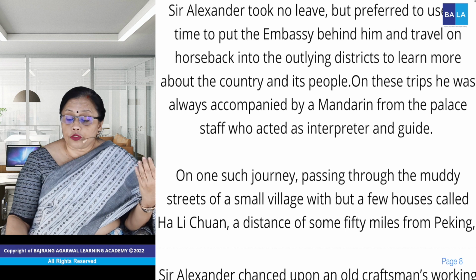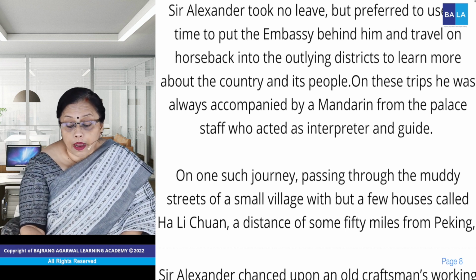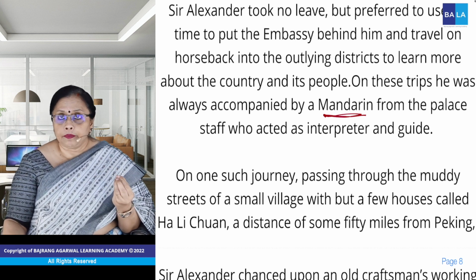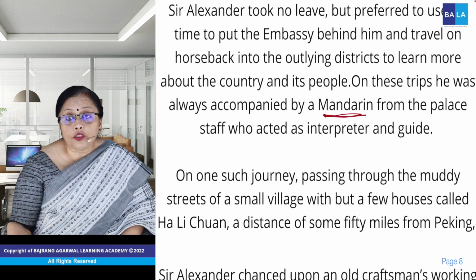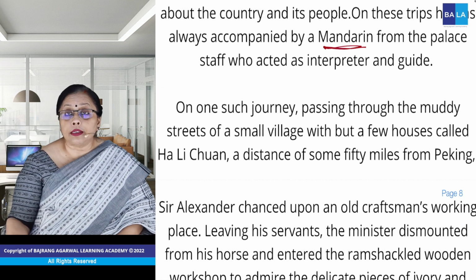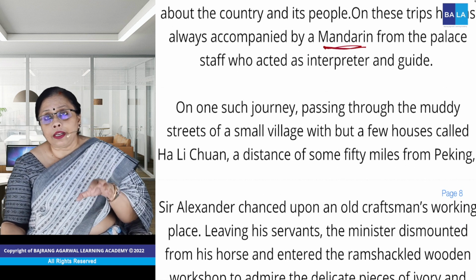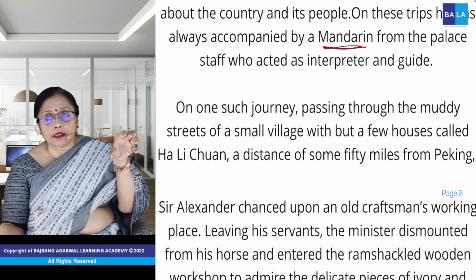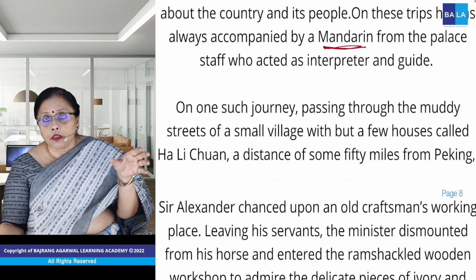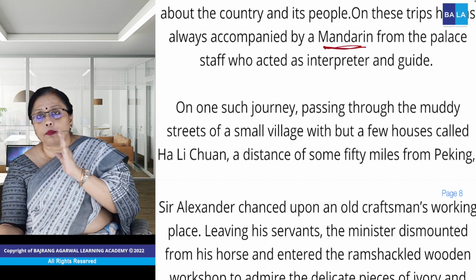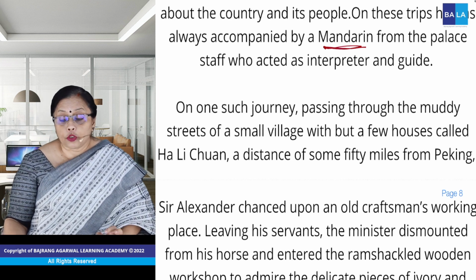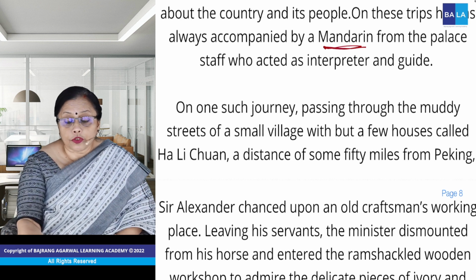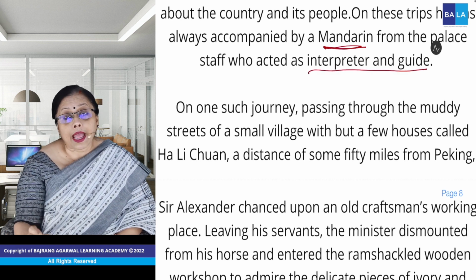And every time on these trips, he was accompanied by a Mandarin. Who is a Mandarin? A Chinese translator. In China, you have to speak in Chinese. It is very difficult for them to understand any other language. So the Mandarin helps you by translating the language you are speaking, that is, Sir Alexander spoke in English, into Chinese for other people to understand Sir Alexander. So a Mandarin always accompanied him from the palace staff. See, it is written here as an interpreter and guide.